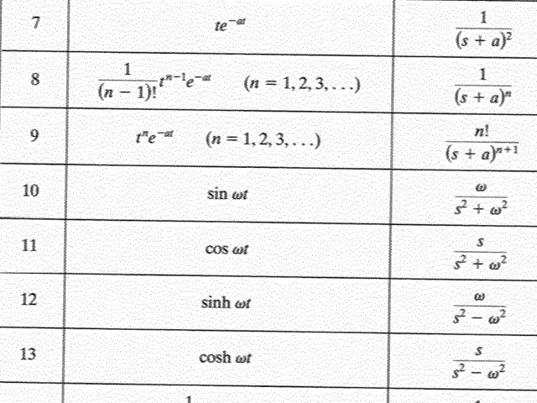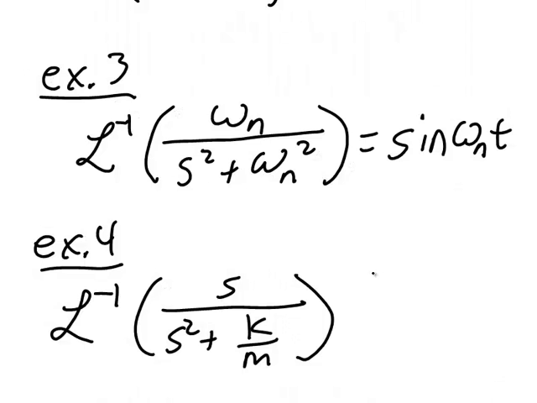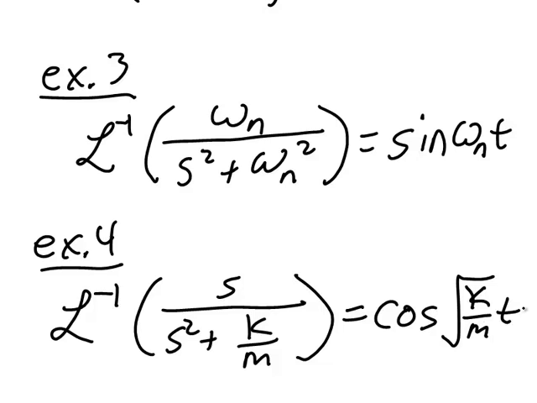When we match our function to line 11, we see that our value k over m is equal to omega squared here. So we'll take cosine omega t and we'll make sure and plug in omega, which would be the square root of k over m. And here we have the inverse Laplace of our function.